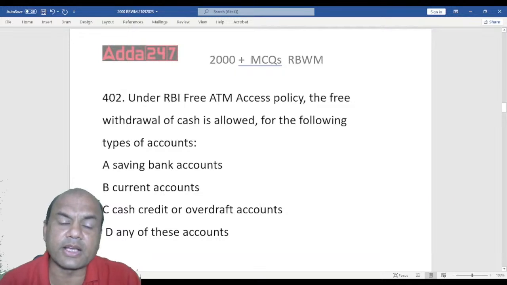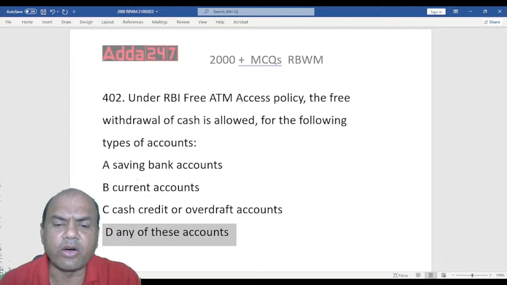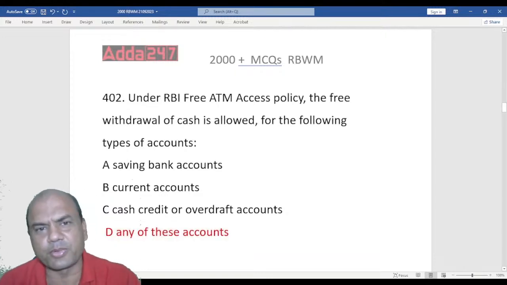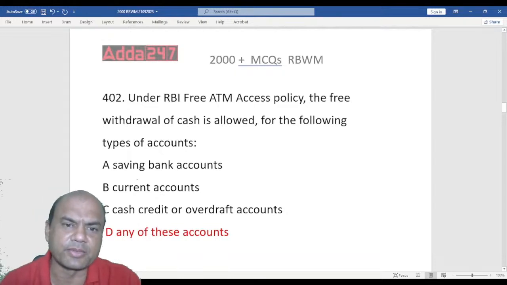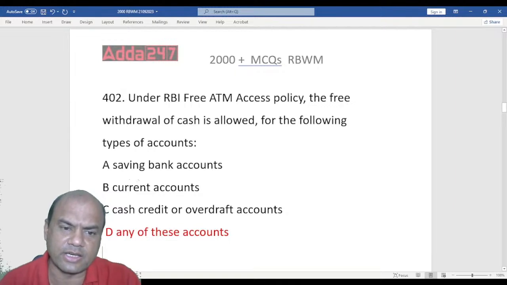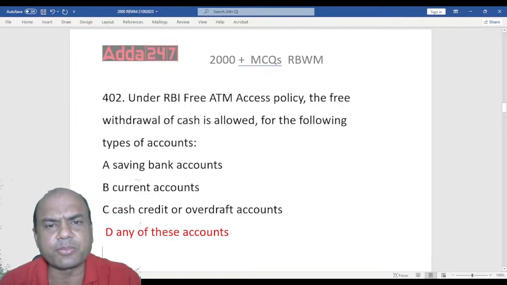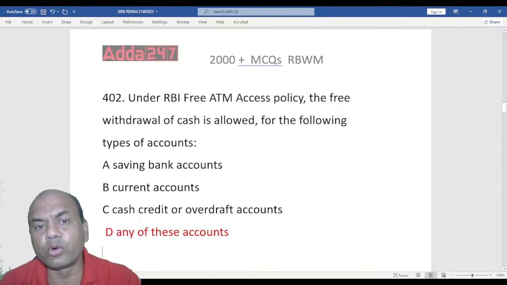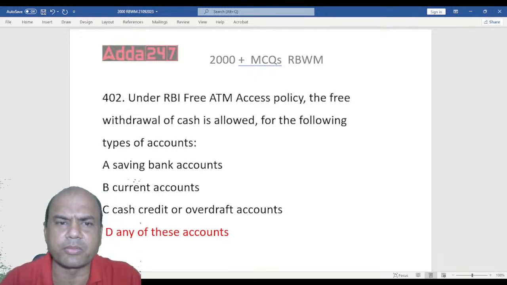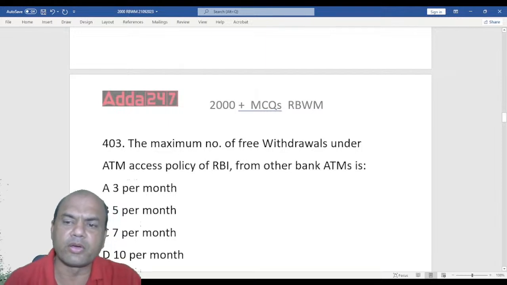So, what is the answer over here? In that case, the answer becomes this. Any of these. For all the accounts, there is a free withdrawal policy, of course, up to 5 transactions, isn't it? For other ATMs, if you are using them, then up to 5 transactions, right? So, that is the basic policy. No one can stop you from withdrawing from the same bank, there's no problem as such. Okay, next one.